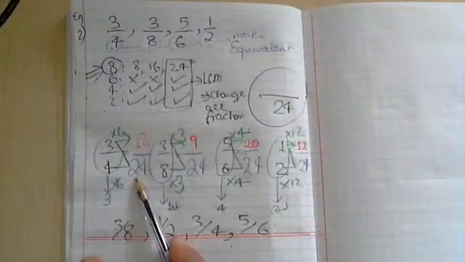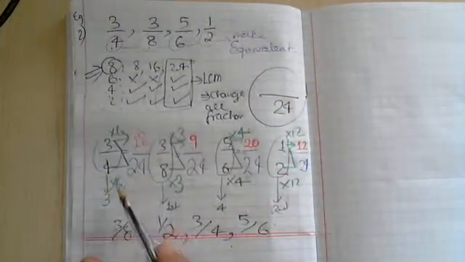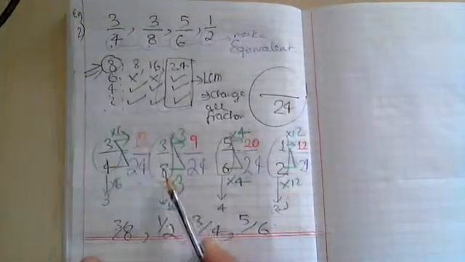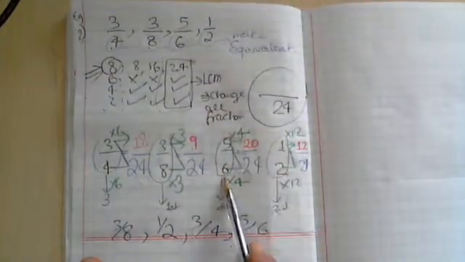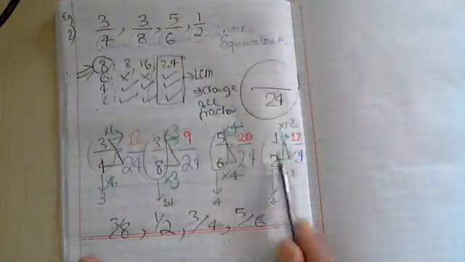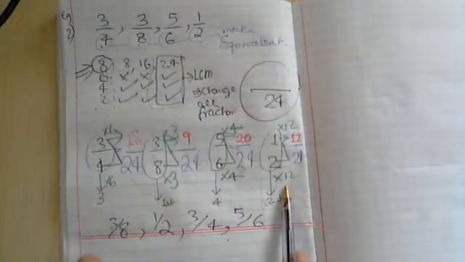This is called equivalent fractions, changing quarters into 24ths. What we do to the bottom, we do to the top. Eighths into 24ths. What we do to the bottom, we do to the top. Sixths into 24ths. What we do to the bottom, we do to the top. So we generate these new fractions.